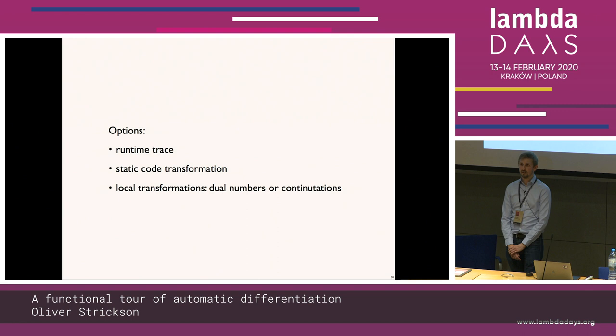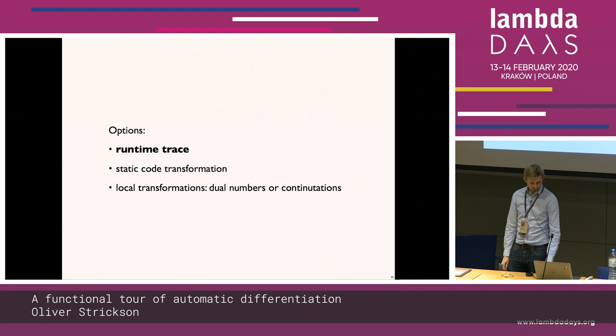If you do manipulation of the code statically, you then have to figure out a way of sticking it all together such that I get the correct graph. Or there's an alternative. You can do local transformations on the program. If you've come across dual numbers before, that's that. But it also turns out you can do reverse mode with a local transformation involving continuations.